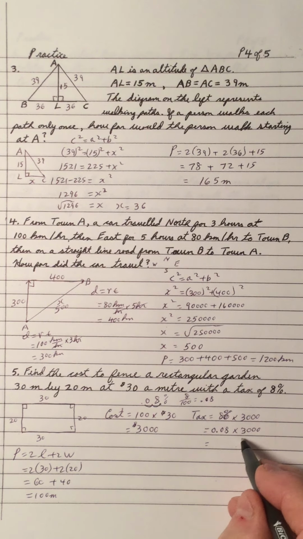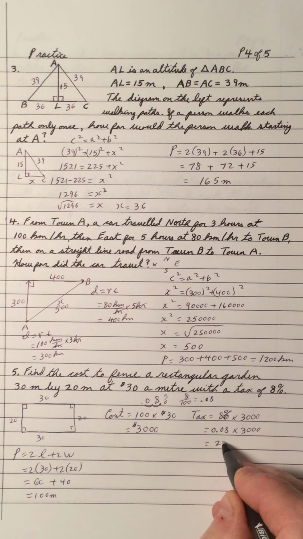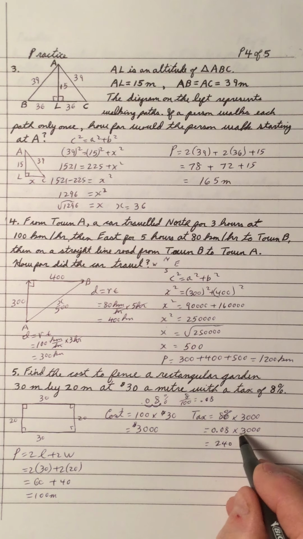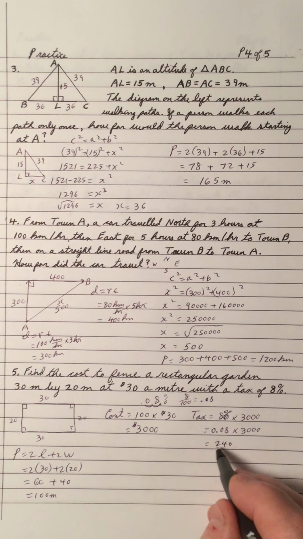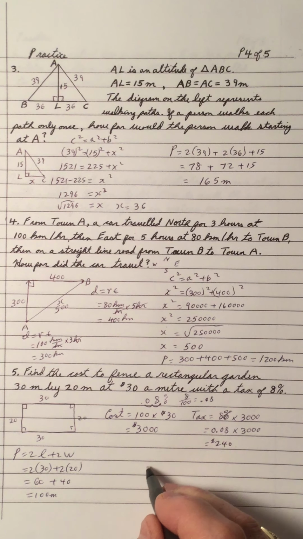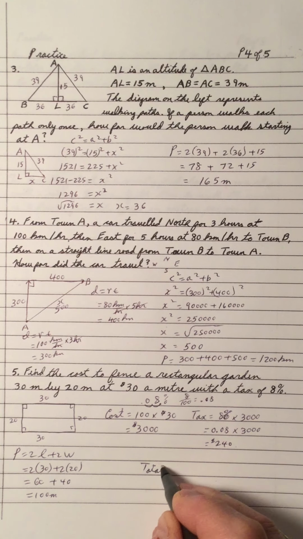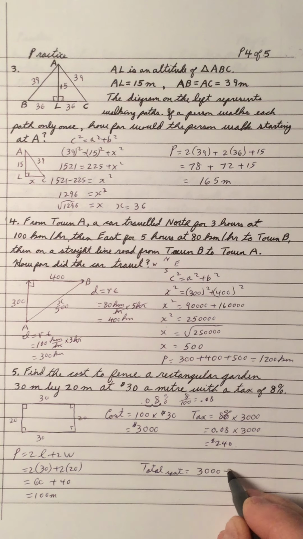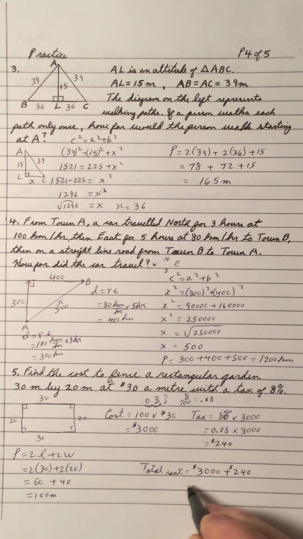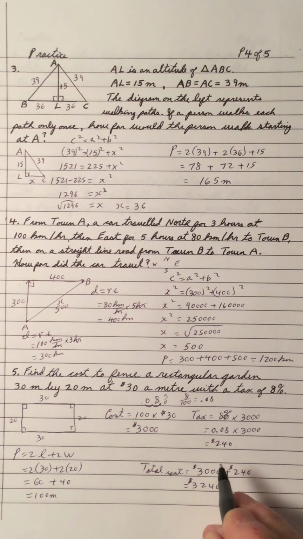And when we multiply that, we get 240. You use your calculator, or 3 times 8 is 24, and we got to use 2 decimal places, so we get $240. So the total cost to fence the garden is $3,000 plus $240. So it's $3,240 to fence the garden.